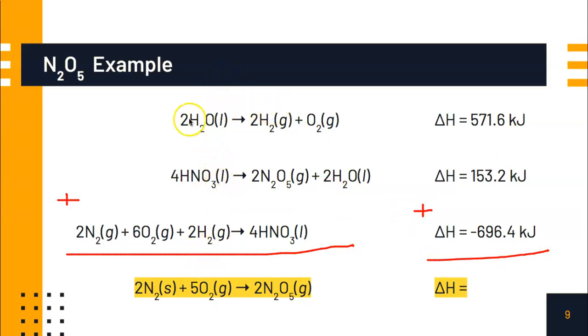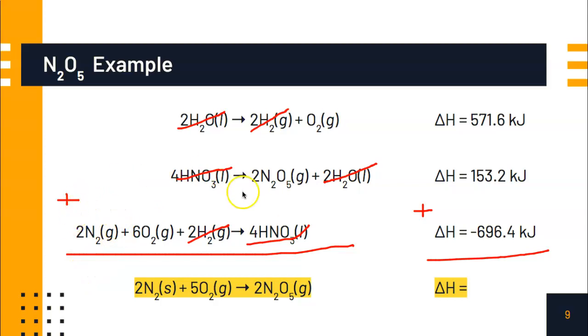Going from the top down, I have 2 water as a reactant. I've got 2 water as a product. They will cancel one another out because they're on opposite sides of the reaction arrow. I have 2 hydrogen, and I have 2 hydrogen. Product, reactant, cancel one another out. I have 4 nitric acid, and I have 4 nitric acid, one as a product and one as a reactant. They cancel one another out. I'm going to leave that oxygen there for just a moment. We'll see what happens with that one in a second.